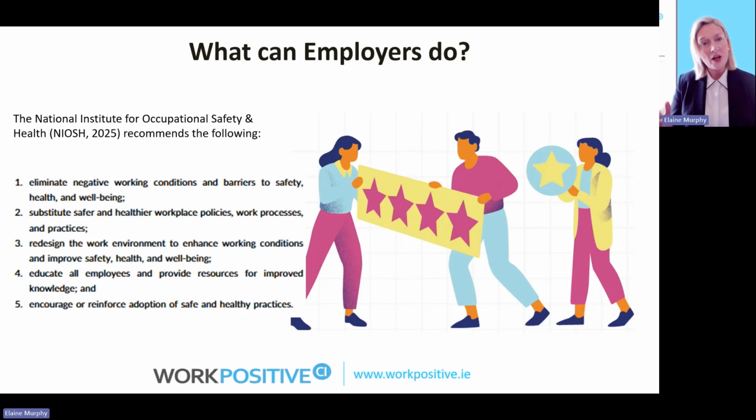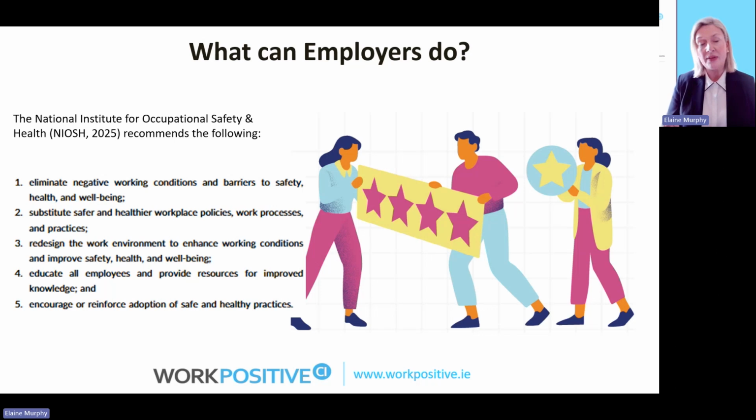So the NIOSH recommends the first thing that employers can do is to eliminate negative working conditions and barriers to safety, health and well-being. So that could be removing hazardous material or outdated equipment that pose safety risks, address excessive workload and unrealistic deadlines, implementation of anti-bullying policies to foster a more positive workplace, or it could be even ensure proper ventilation, lighting and temperature. So there's a broad range there, a broad remit.